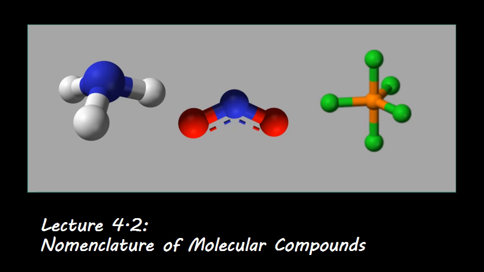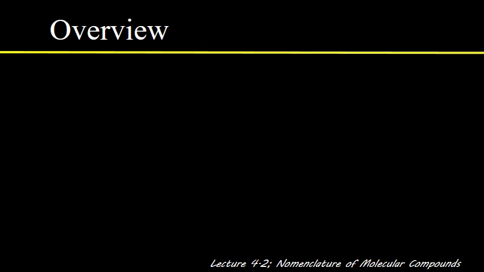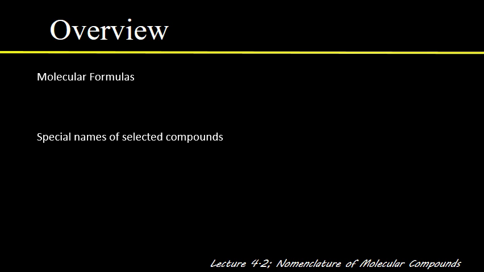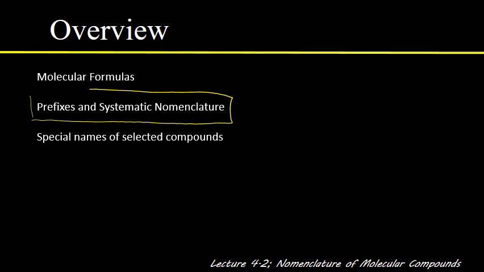All right, let's look at nomenclature for molecular compounds. We're going to look at a couple of things here. Something got mixed up, those came out of order. Sorry about that. So we're going to look at molecular formulas. Then we're going to look mostly at the systematic nomenclature rules, and then a handful of things that have special names. So we'll look at those at the very end.